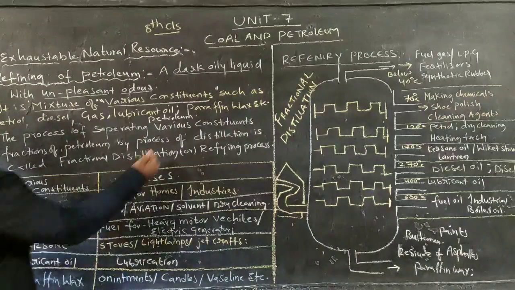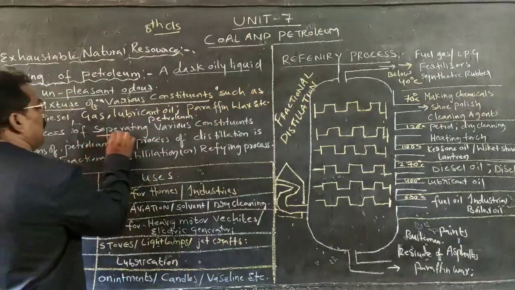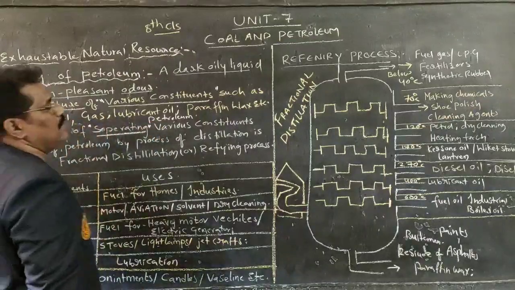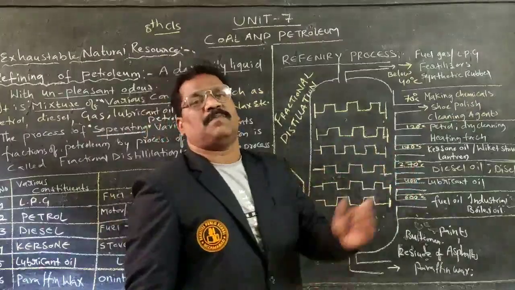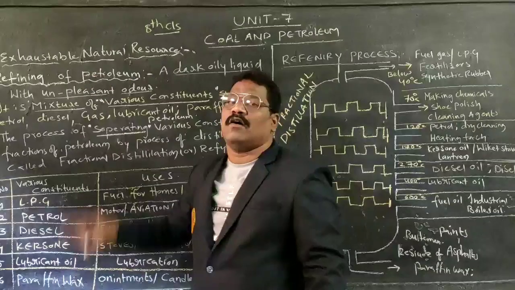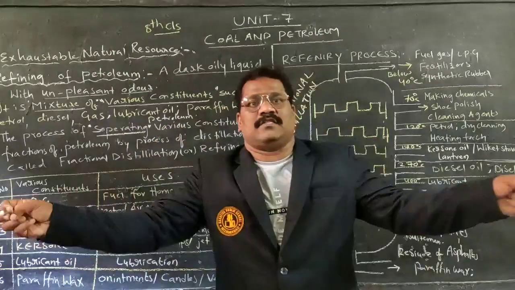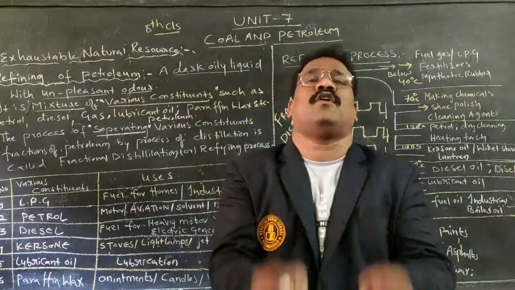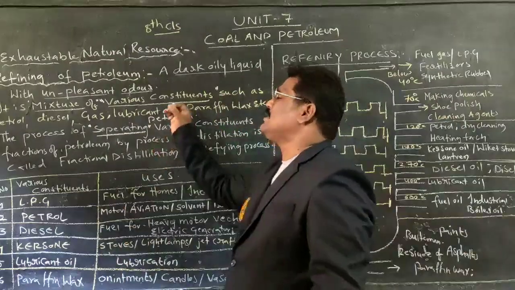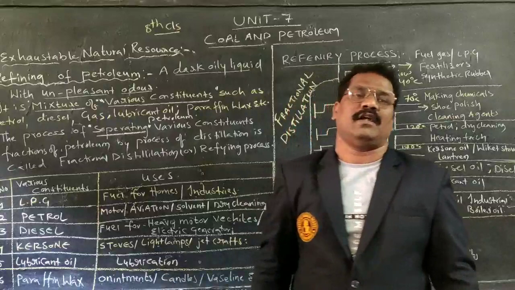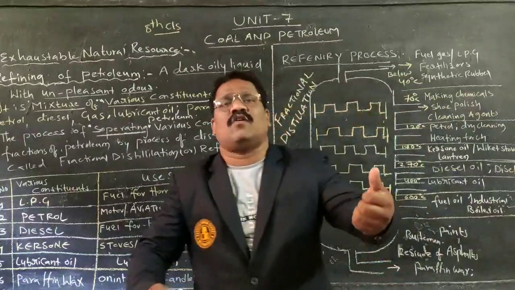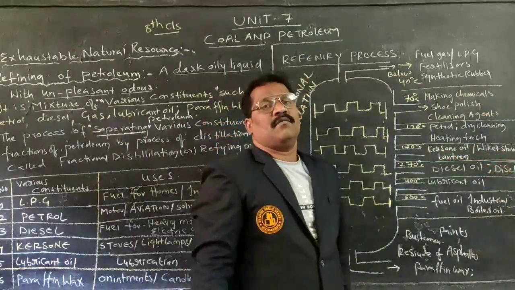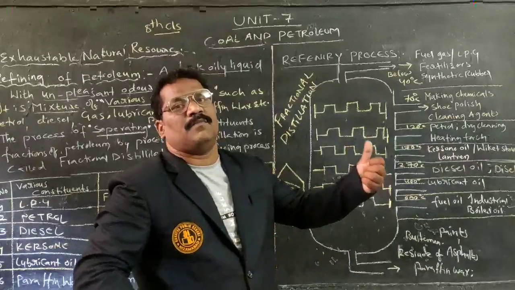All these constituents can be separated or segregated by one particular process. That process is called refining, in which we divide all the constituents into fractions. Therefore, we can also call this process the fractional distillation process. What are the various constituents that can be obtained from fractional distillation?